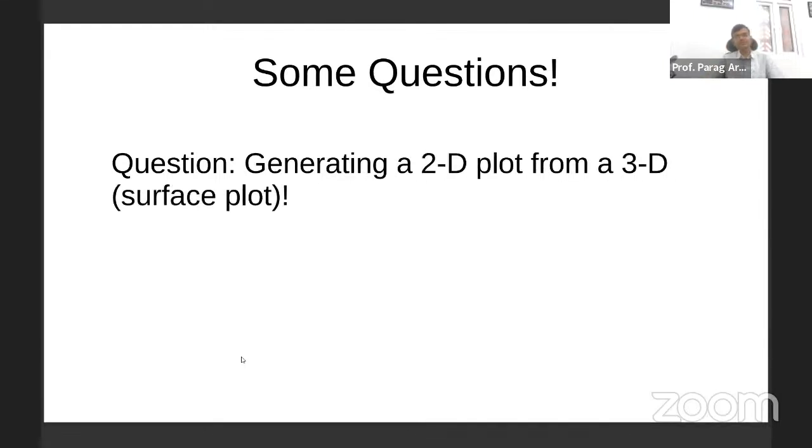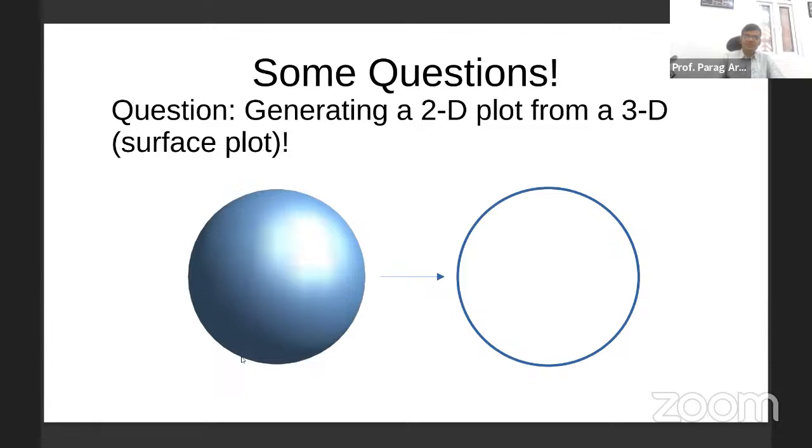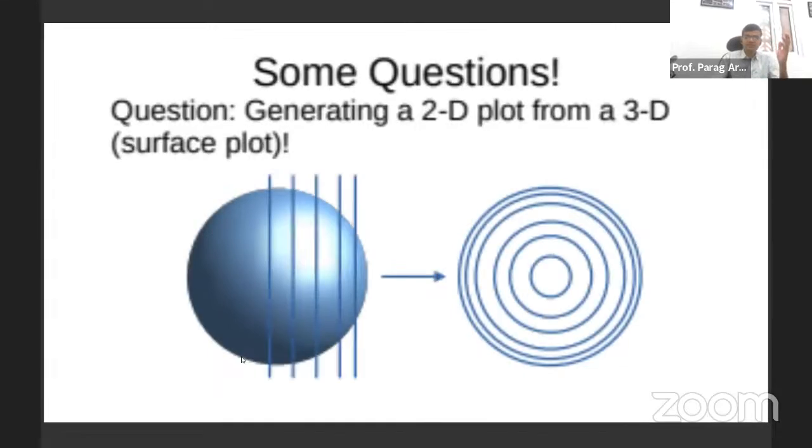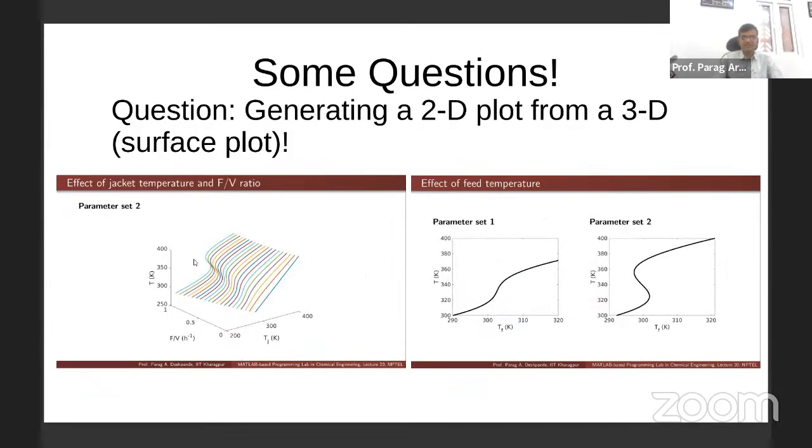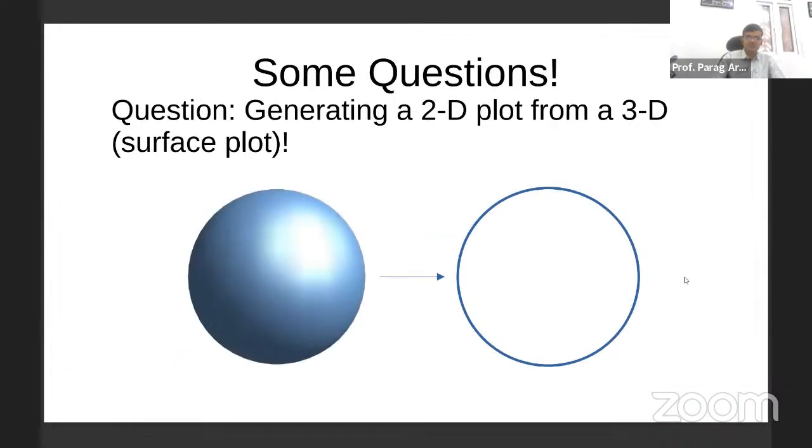Second, a very interesting question was generating a 2D plot from a 3D surface plot, right? This is typically what you must have come across. In one of our problems in week number 4, you had a 3D plot, and then I also showed 2D plots, right? So how do you actually get one from the other? One needs to understand the concept.